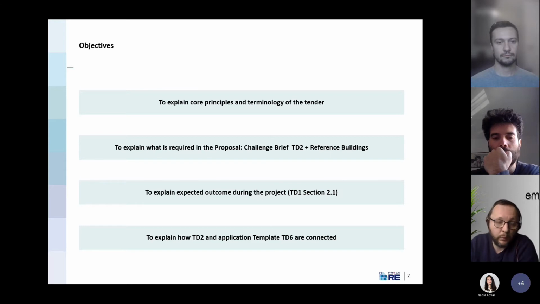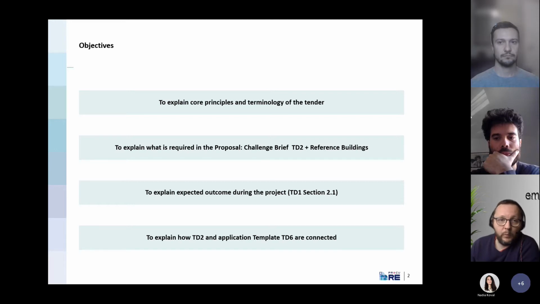This has been already explained in a prior webinar in the tender launch. We will briefly give an overview and where you can find it to read it up. And we will explain how basically from the challenge brief you come to your application and how simple the structure is, if I may claim.